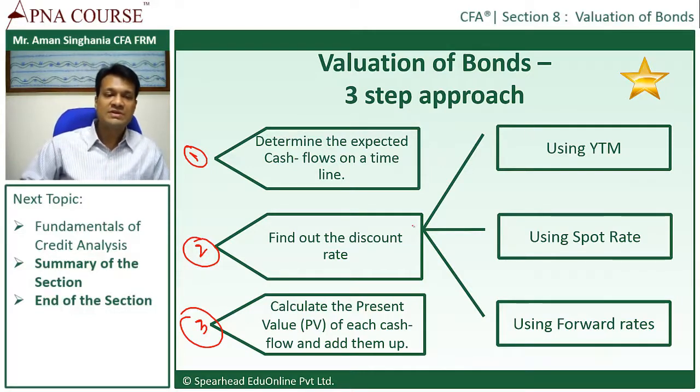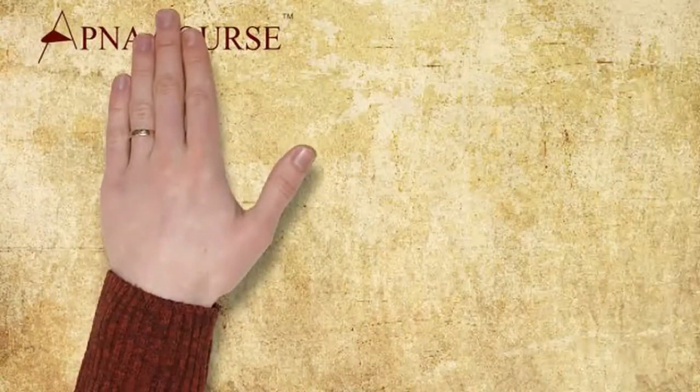Now, what you would observe is in the second step, there are three variants, which means the discount rate that you're going to use to calculate the present value can either be a yield or a YTM. It can be a series of spot rates, or it could be a series of forward rates. Now, whether we value a bond using yield or spot rate or forward rate, our approach for valuation is not going to change. We're going to still use the three-step approach. The only difference is which discount rate we are going to use. The discount rate could either be a yield, a spot rate, or a forward rate.